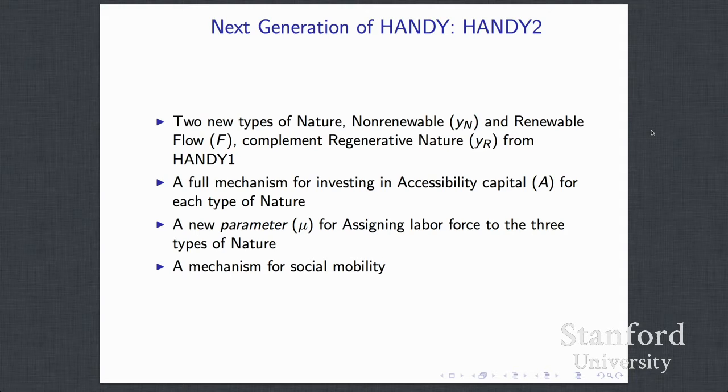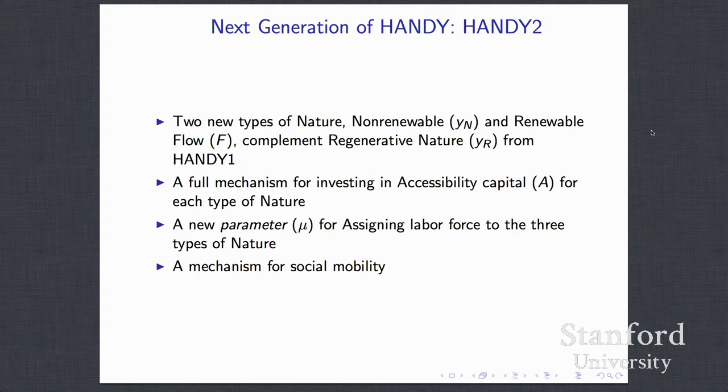And so we also added the mechanism for investment in accessibility capital. So if we invest in a certain sector of production, then we can improve that, we can have faster production. So we have that accessibility capital added, and then we have labor going into different sectors of production: non-renewable, renewable, and regenerating and renewable.